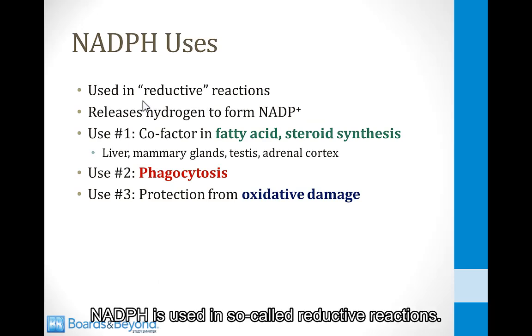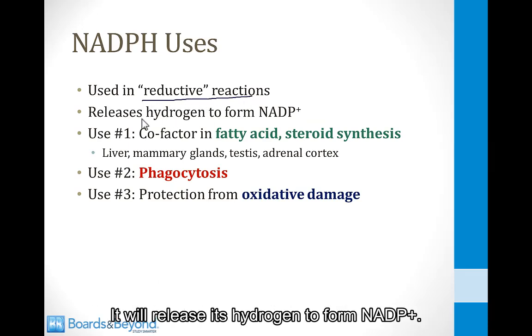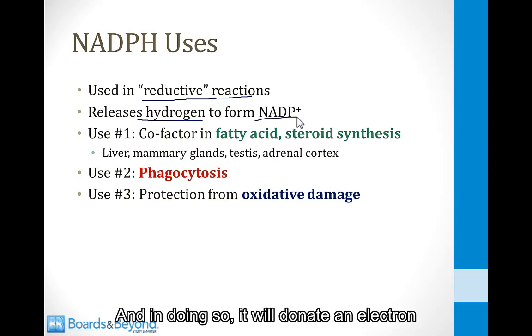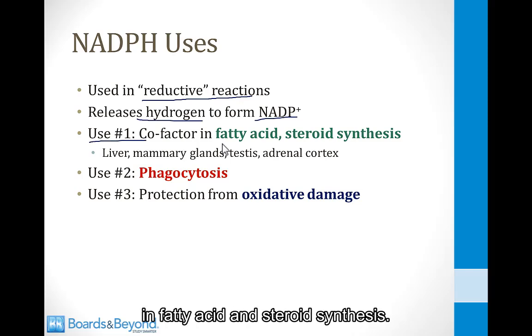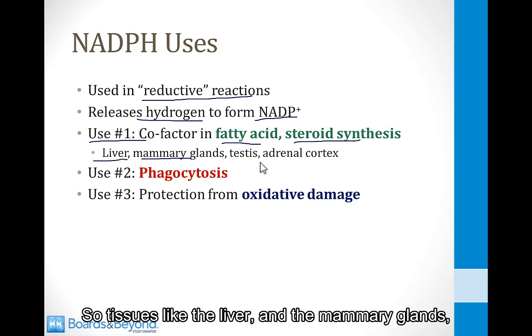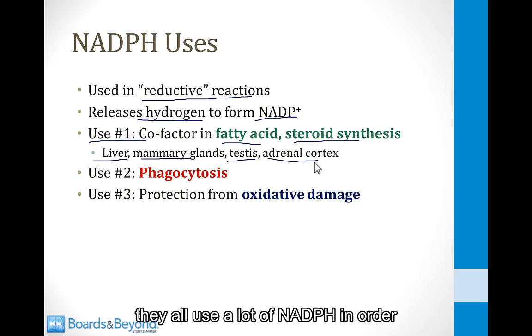NADPH is used in so-called reductive reactions. It will release its hydrogen to form NAD+, and in doing so, it will donate an electron to other molecules for chemical reactions. The first use it has is as a cofactor in fatty acid and steroid synthesis. So tissues like the liver and the mammary glands and the testes and the adrenal cortex, they all use a lot of NADPH in order to synthesize fatty acids and steroids.